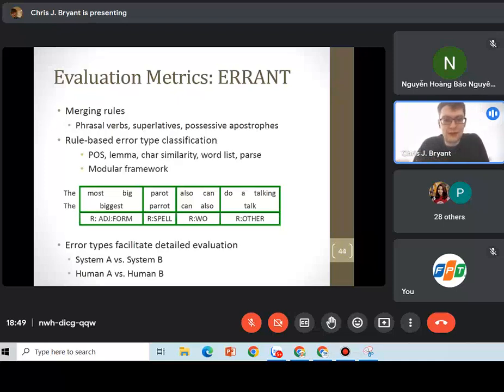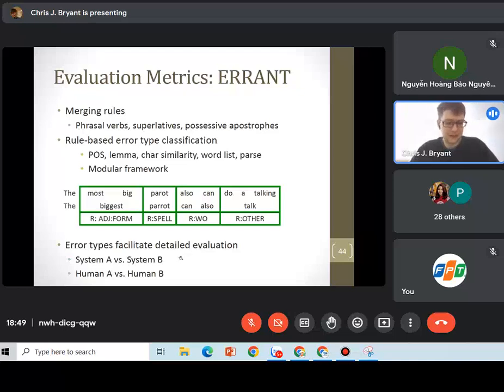An additional strength of ERRANT is that it also does error type classification. Based on the part of speech, lemmas, similarity between the words and so on, we can automatically work out what type of error this is. And error typing is very important because it allows us to do detailed evaluation for systems, so for example, system A might be better at spelling than system B, but also for humans.